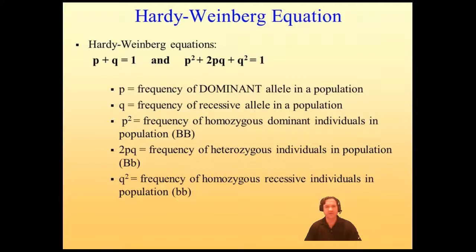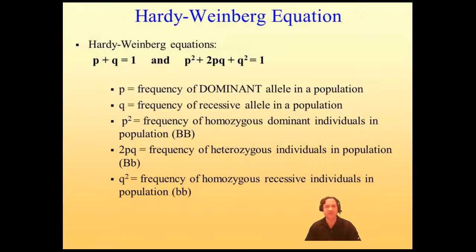Okay, so here are the two Hardy-Weinberg equations. The first one is P plus Q equals 1. And the second one is P squared plus 2 times P times Q plus Q squared equals 1. Now, you can use these two formulas along with a little bit of algebraic skills to determine the frequency of alleles and the frequency of genotypes in a population.